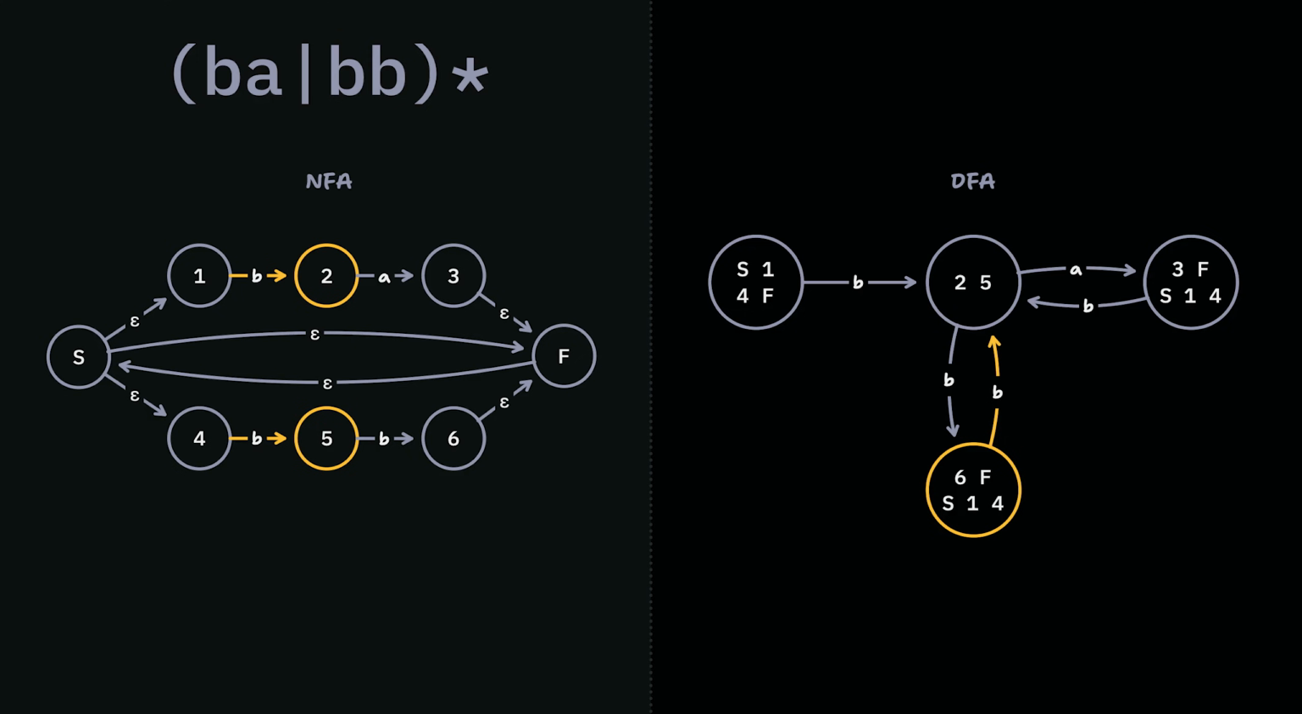All we need to do now is work out which of the states are accepting. And the rule is quite simple. If the DFA state has the matching NFA state in it, that's the F here, then it will be accepting. And here's our DFA.